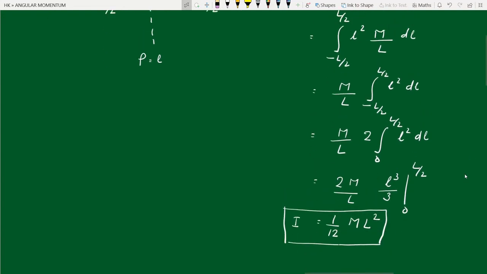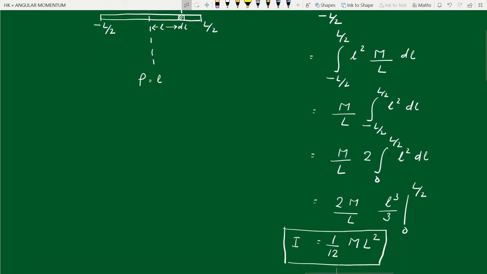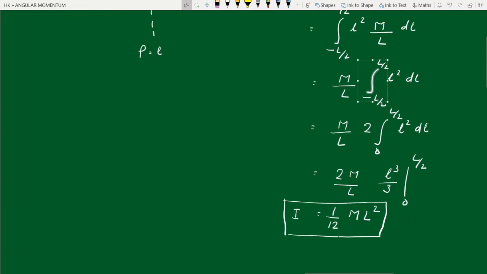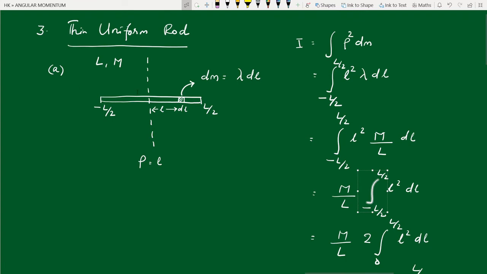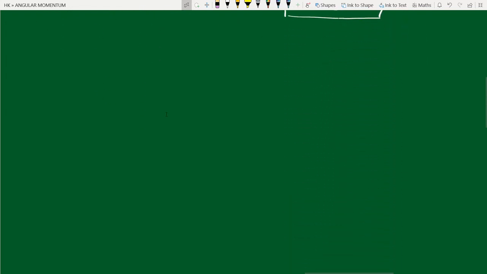Okay, that's the result. You can check again whether, instead of taking this particular step of 2 times 0 to L by 2, if you do the integration directly, you get the same result. You should get the same result. Okay, so now in this particular calculation we have taken the axis about which the moment of inertia is calculated as the perpendicular axis passing through the center. Consider another axis. So consider a situation like this.